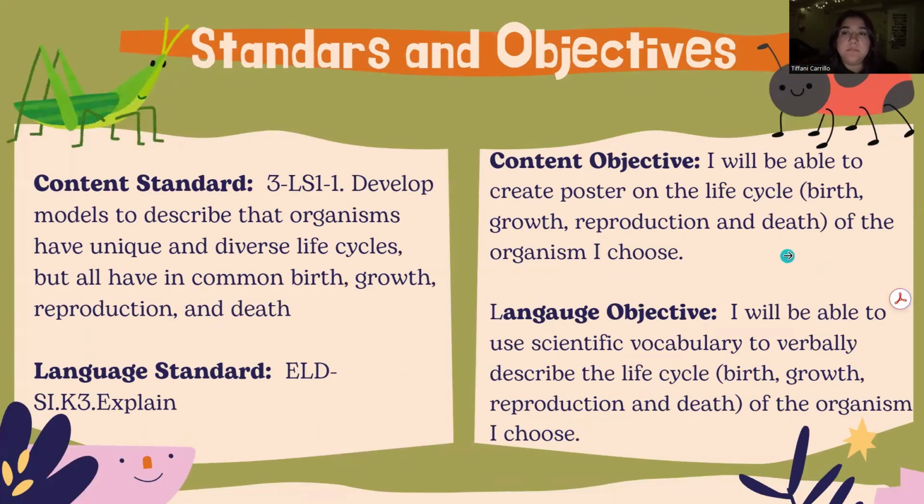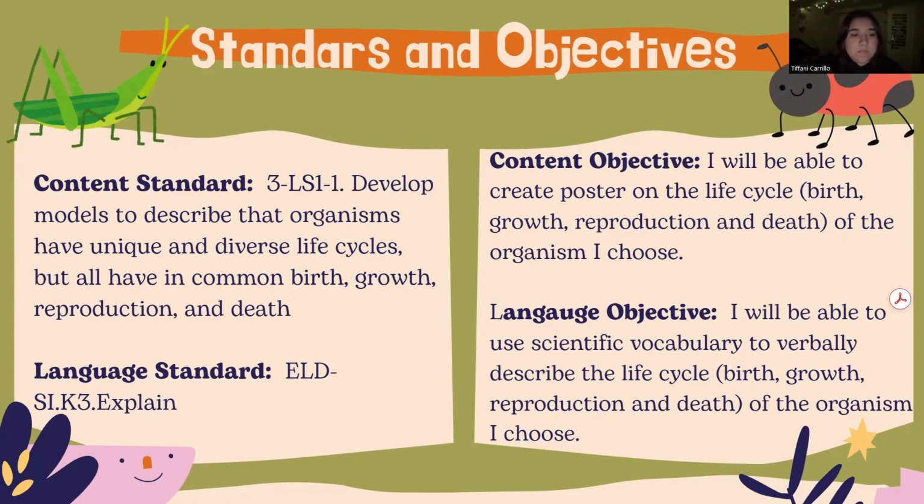The standards and objectives for this lesson are the ones that follow. Our content standard is 3-LS1-1, and it is to develop models to describe that organisms have unique and diverse life cycles, but all have in common birth, growth, reproduction, and death. And the language standard for ELD is to explain.